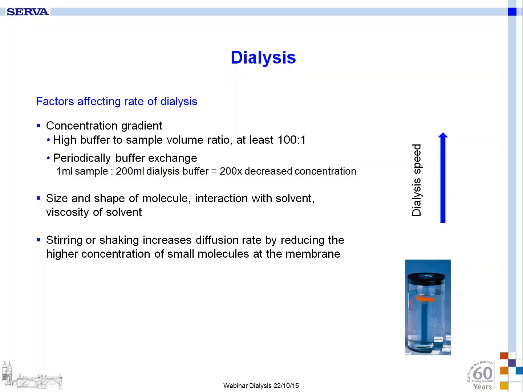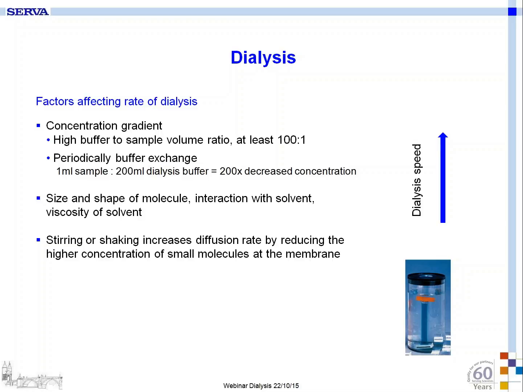And how do you get a high concentration gradient? It's very important to have a high buffer to sample volume ratio. The buffer to sample volume ratio should be at least 100 to 1. After reaching the equilibrium, you can also start the diffusion again by building up a new concentration gradient, because if you exchange the buffer, you pull away the small molecules which are dialyzed, and you have a concentration gradient again.